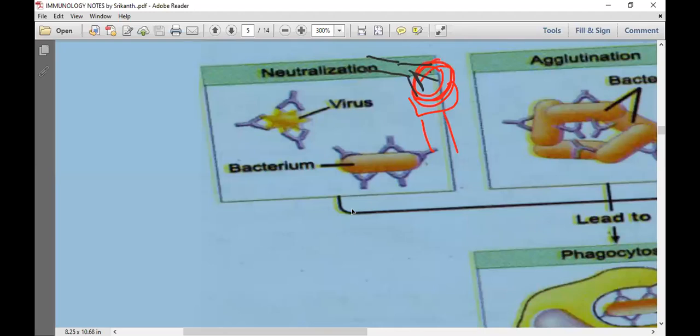Okay. Next, wait, let me erase this. I'm not able to erase this. I think it is stuck. Okay, so that's why I'm doing it again.